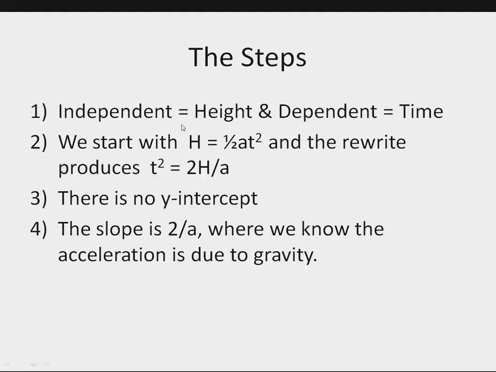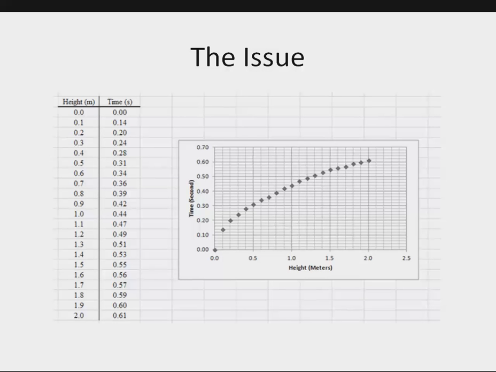What I could do is I could just go ahead and take this equation, rewrite it as 1/2 at squared equals h, multiply both sides by 2, and then divide each side by a. Now we get t squared equals 2h over a. There is no y-intercept in this equation, and our slope is 2 over a, or I'm sorry, 2 divided by a. a is our acceleration due to gravity. Here's the issue with this.